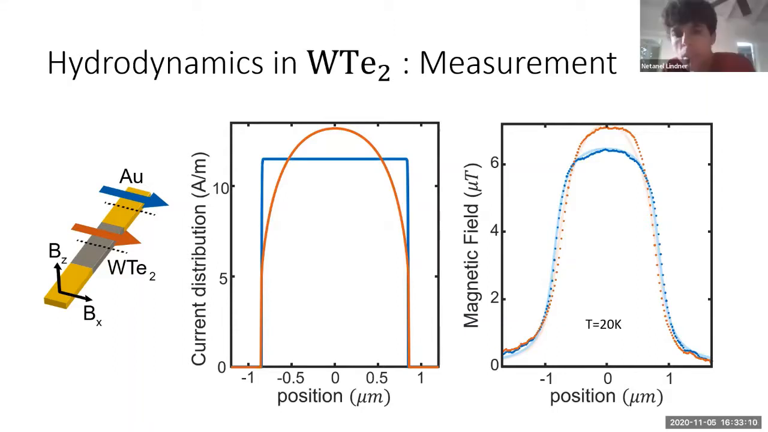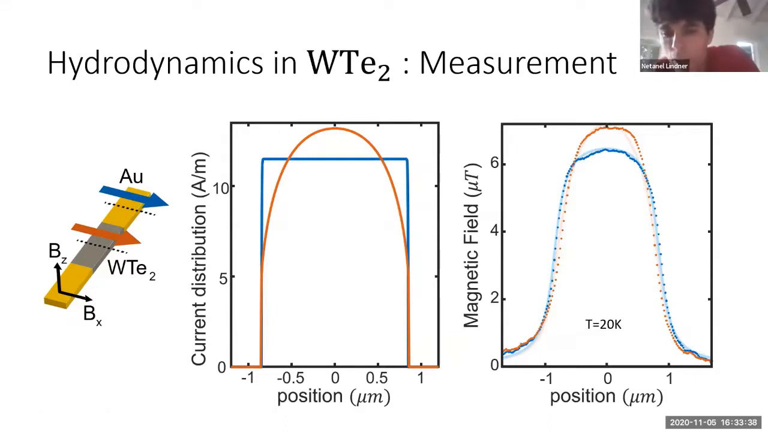So what are the different experimental plots that you're showing? On the right, you're showing experimental plots. Is that right? Yeah. What are the different lines again? The blue is the magnetic field above the gold, and the red is the magnetic field above the tungsten telluride.